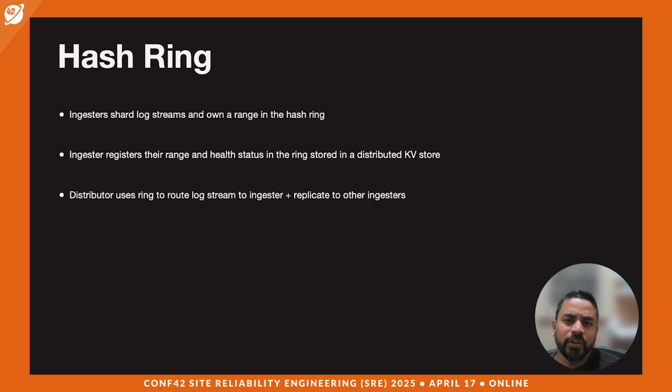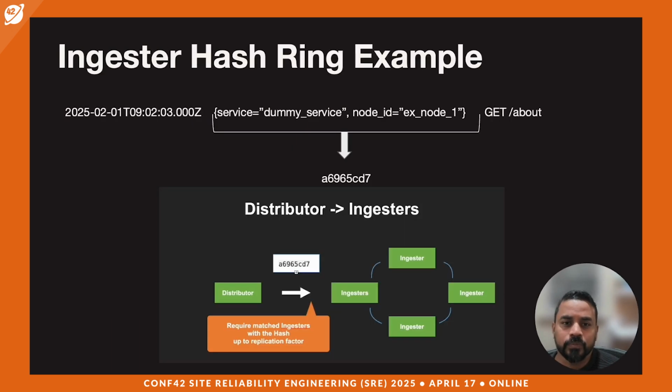To scale read and write, Loki uses a hash ring to shard logs. Each ingester owns a range in the hash ring and periodically registers its range and health status in the ring, which is stored in a distributed key value store. The distributor, which receives logs from applications, uses that ring to route logs to the correct ingesters, plus replicate the logs to other ingesters. Here is an example of that.